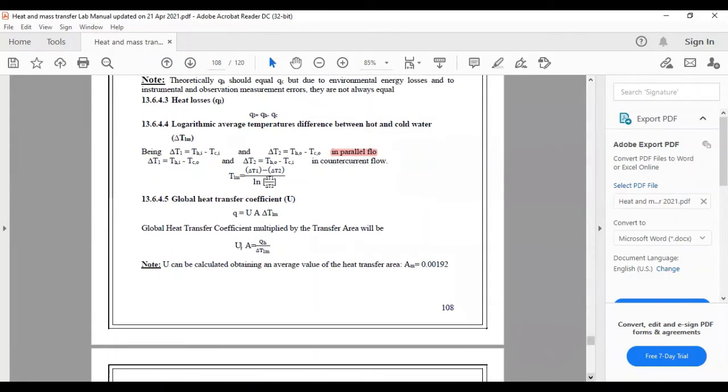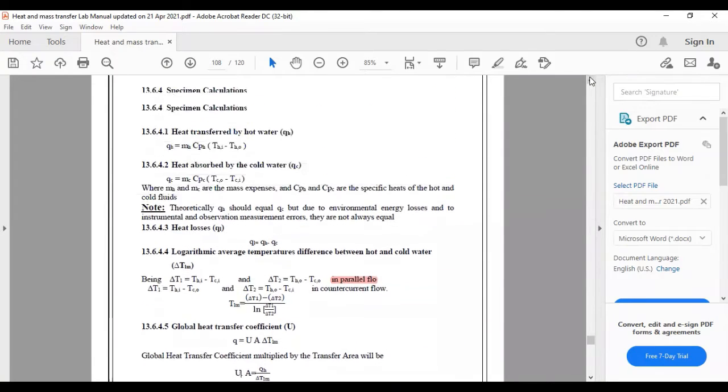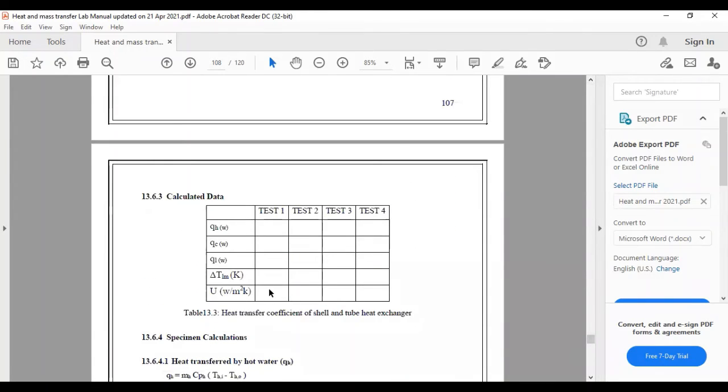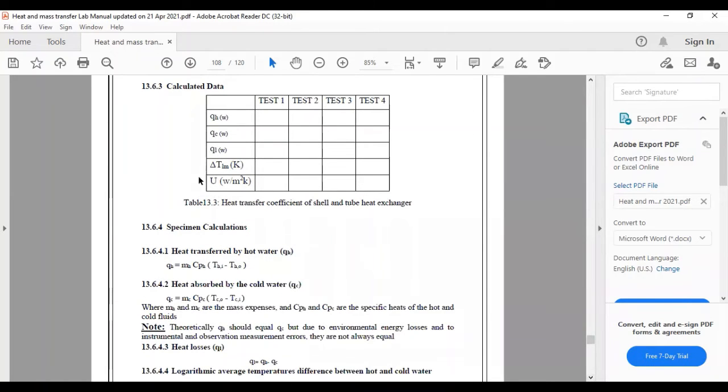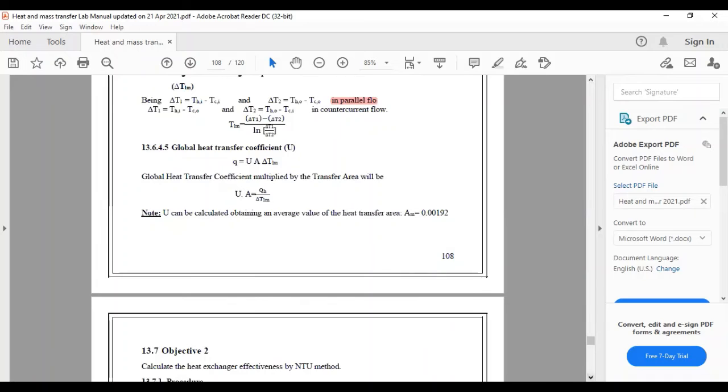Now, because we have 4 sets of readings, we will get 4 different values of U. Ideally the 4 values should be the same, but practically again these values will not be the same. So we will perform some statistical analysis for this U value, and I will explain that to you later in this experiment. So first of all, now I am moving towards objective number 2.